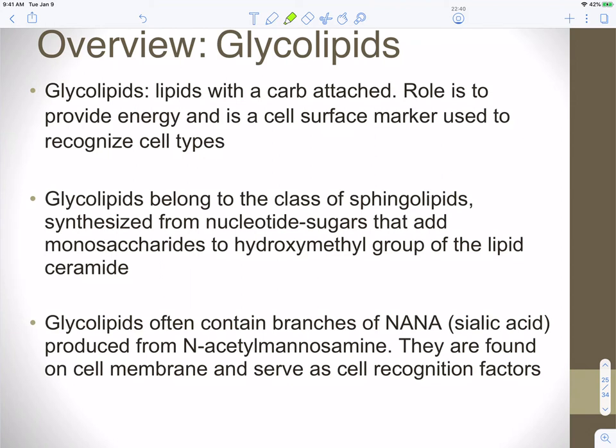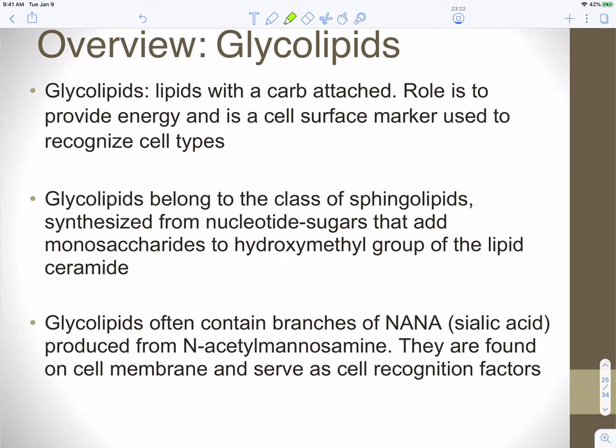Okay, so now let's shift a little bit and talk about our glycolipids. Glycolipids are lipids that have sugars attached to them. Their role is to provide energy as well as a cell surface marker for recognizing different cell types. Glycolipids are a class of sphingolipids, and they're synthesized from nucleotide sugars, in which you add the different monosaccharides to the hydroxymethyl group of a lipid ceramide. Glycolipids can contain sialic acid, which is again produced from N-acetylmannosamine.